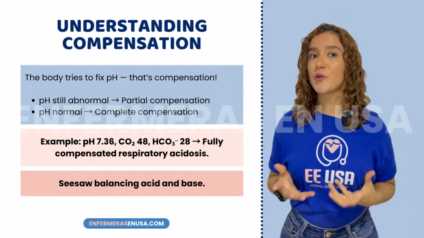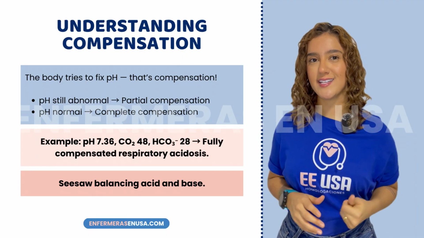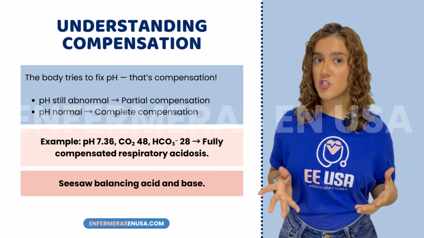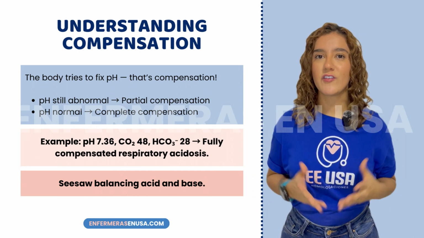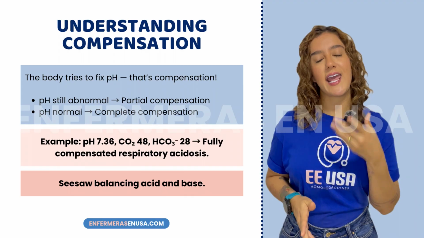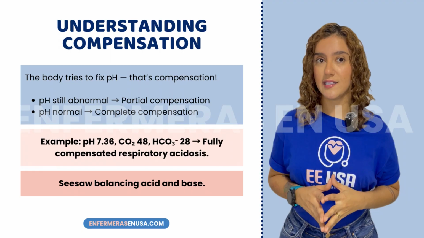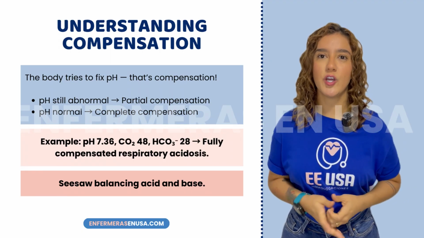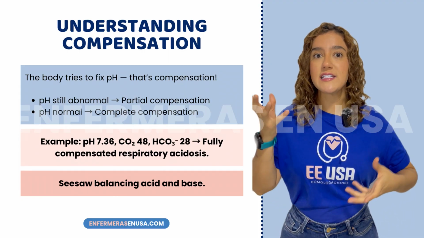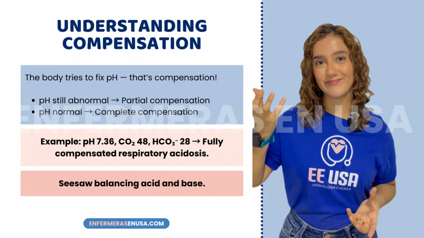Sometimes the body tries to correct the imbalance. This is called compensation. Here's a quick trick to recognize it easily. If pH is still abnormal, partial compensation. If pH is back to normal, full compensation. For example, if you have a pH 7.36, a PaCO2 48, and HCO3 equal to 28, the pH is normal but slightly acid. Both CO2 and HCO3 are elevated, fully compensated respiratory acidosis. Think of the seesaw again. One side goes down, the other goes up to keep the balance.